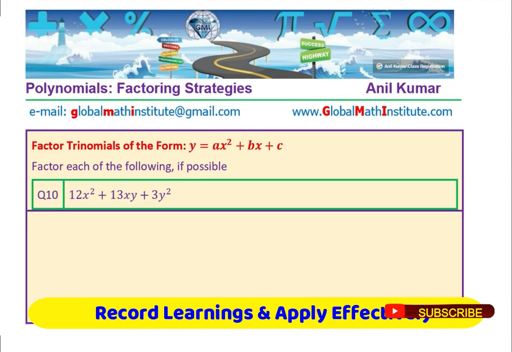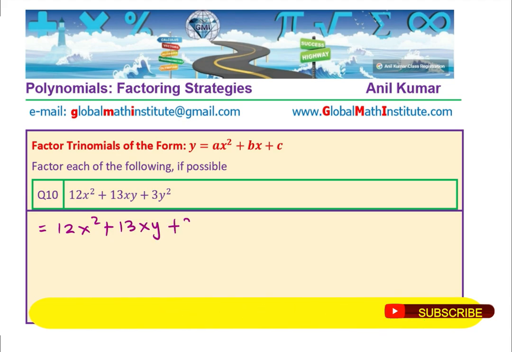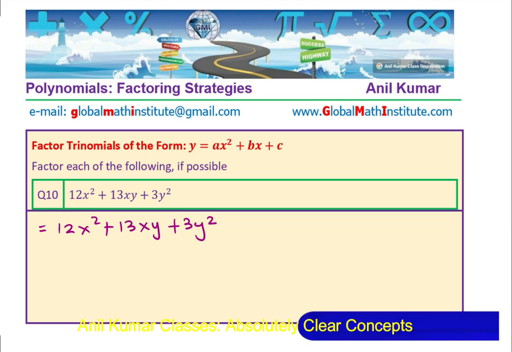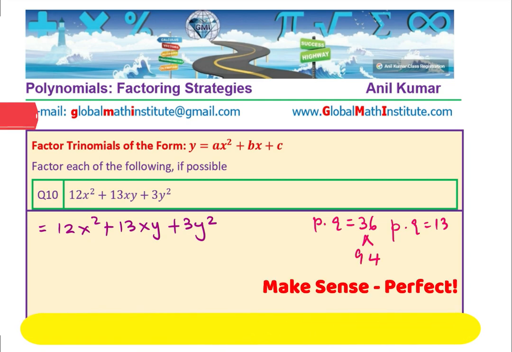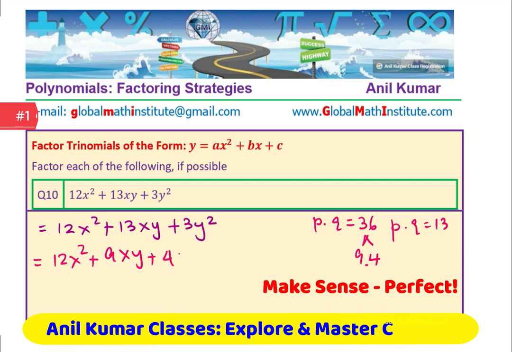Question number 10 is equal to 12x squared plus 13xy plus 3y squared. So we're looking for the product of 3 times 12, which is 36, right? So we want to multiply two numbers and we want to get plus 36. And what is the sum? Well, the sum of these two numbers should be equal to 13. So what could be these numbers? 9 and 4 can work for us, correct? Perfect. So we could write this as 12x squared plus 9xy plus 4xy. That gives you 13, right?